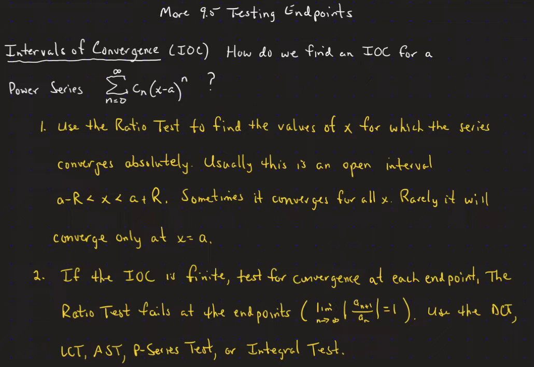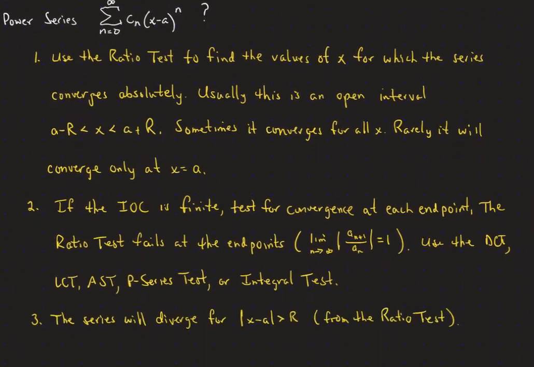Now, the only exception to starting with the ratio test is if we recognize that it is a geometric series. Then it's really simple and straightforward because we know that a geometric series converges for the absolute value of r less than 1 and diverges everywhere else. You don't even have to check the endpoints, but that's more the exception than the rule. 99% of the time, we're going to start an interval of convergence question by using the ratio test.